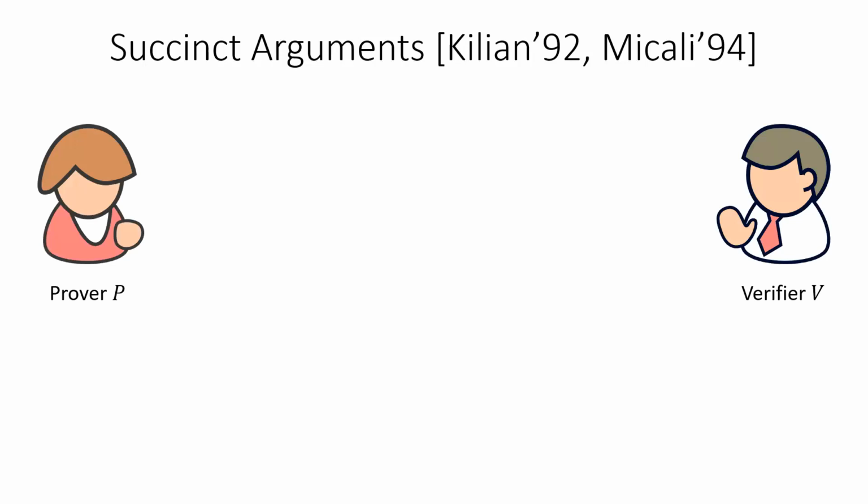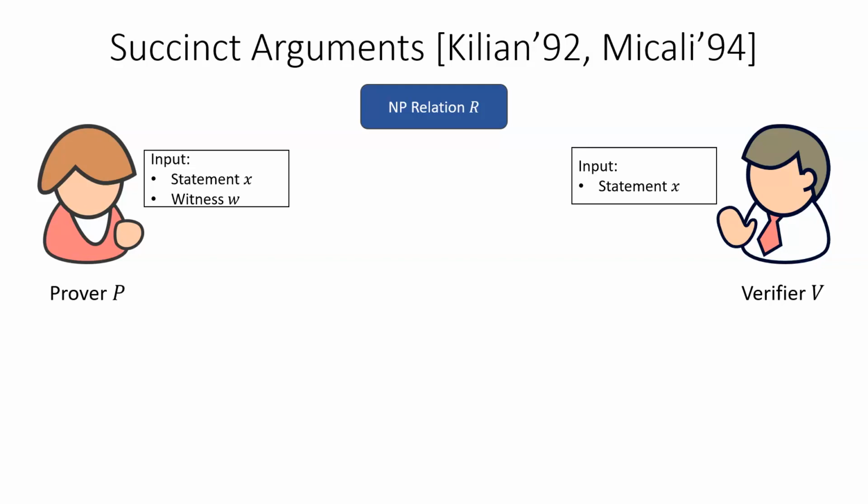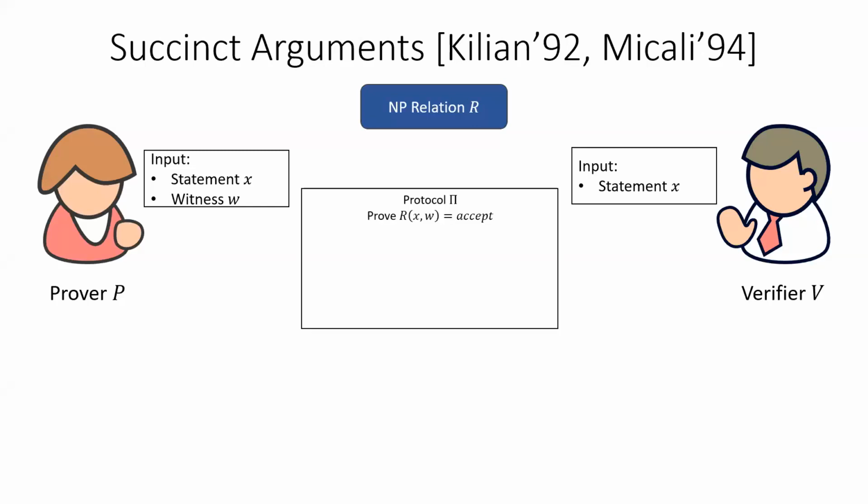So here we have two parties, the prover and the verifier. The verifier is interested to learn about the verity of statements pertaining to NP relation R. Both the parties have statement X as input, and the prover in addition has a witness W. The parties then engage in a protocol pi where the prover proves to the verifier that the relation R on this input outputs accept. And at the end of the interaction, the verifier either accepts or rejects the statement.